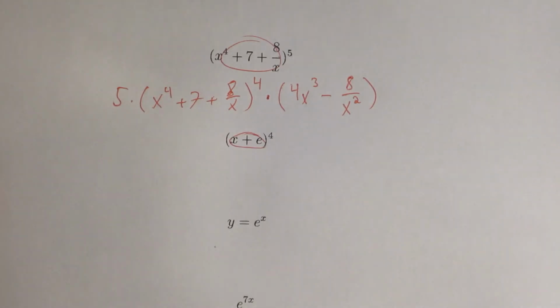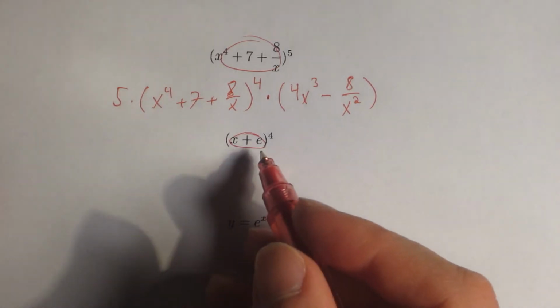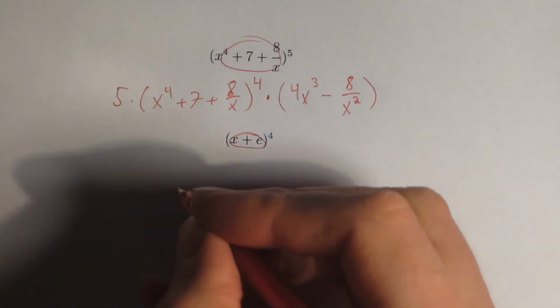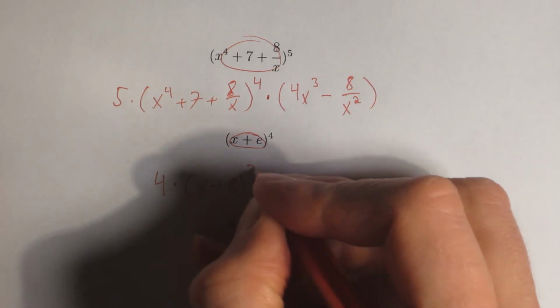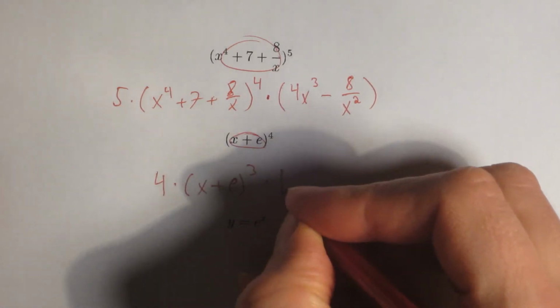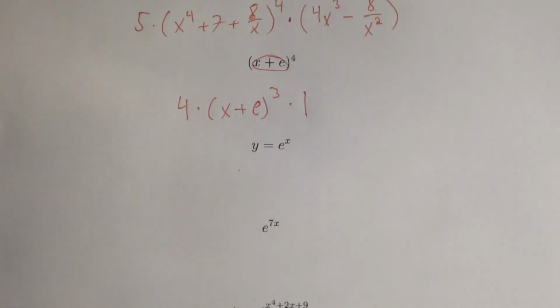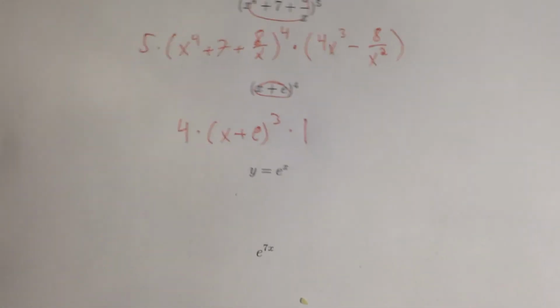Similarly, here you have something to the power of 4 if you view x plus e as the inner function. So the derivative will be 4 times (x plus e) to the power of 3 multiplied by the inner derivative 1. Please write out the multiplication by 1.